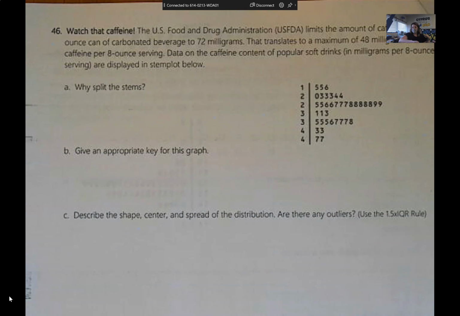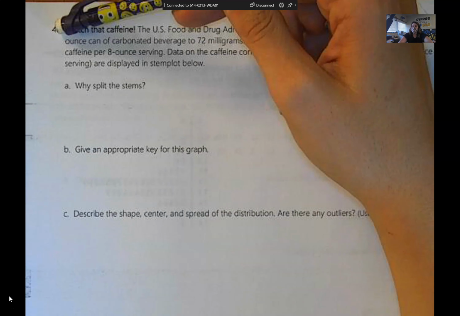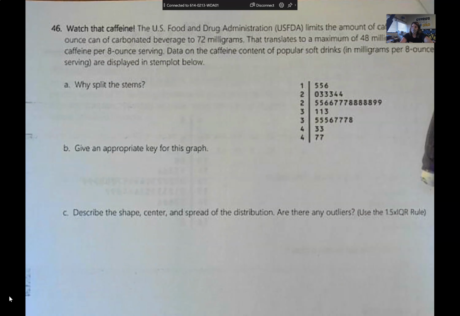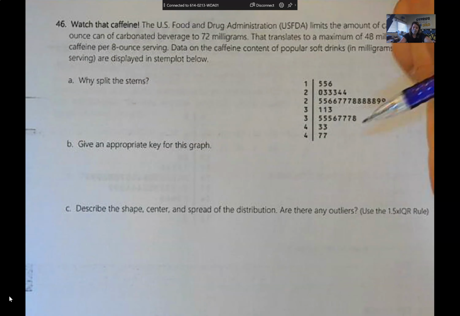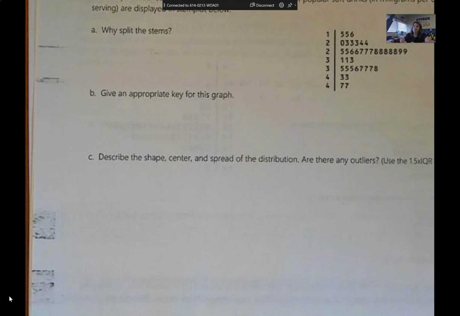Just to remind you, the reason that the numbering is weird is because these are the actual problems from your textbook, if you ever wanted to get into your textbook and look at them. So why split the stems? So we can see the shape of the data better.